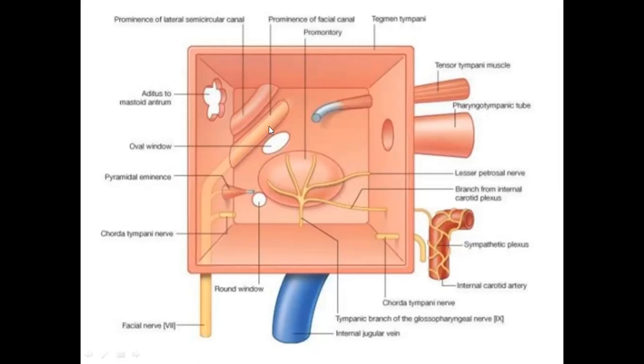So this is the facial nerve, which is actually first running over the vestibule of the inner ear, then it passes over the medial wall, and then it swells to form the geniculate ganglion. At the site of the geniculate ganglion, it gives the greater petrosal nerve. This greater petrosal nerve contains the preganglionic parasympathetic fibers. Here it gives the greater petrosal nerve.